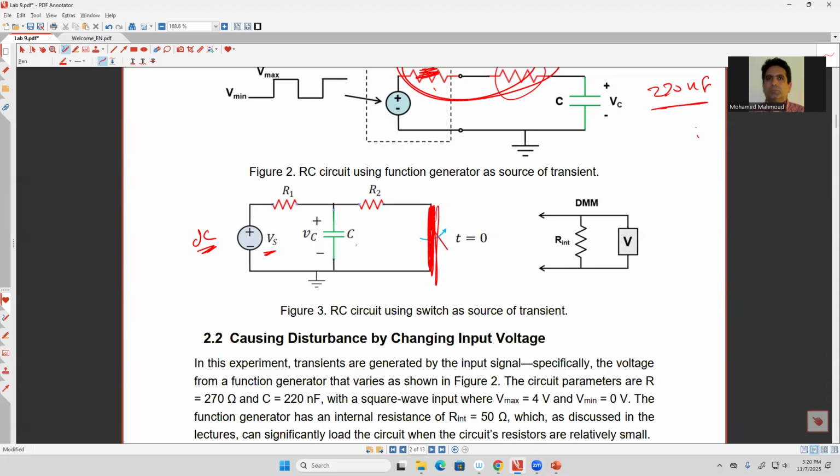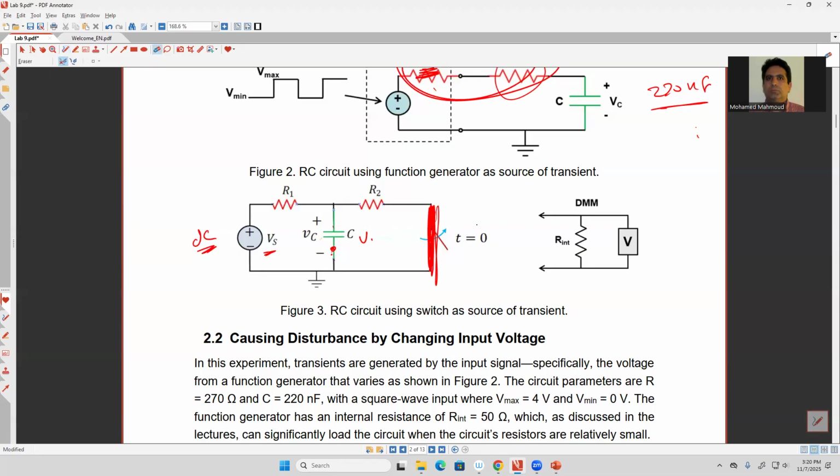Okay, so as I told you in the lecture, if this circuit is in a steady state, here you need to calculate the initial voltage. How can you calculate the initial voltage here? You have to make the capacitor open circuit, and then after that you calculate the voltage here. This one should give you the initial voltage. Okay.